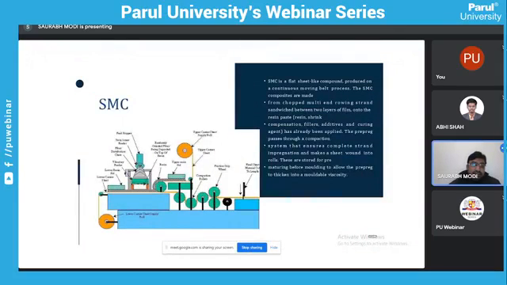Now this smallest division with which I am starting is called SMC. SMC in full is referred to as sheet molding compound. So the raw material for production is this compound. This whole diagram represents how we can make the compound, and once the compound is ready, you can use it.